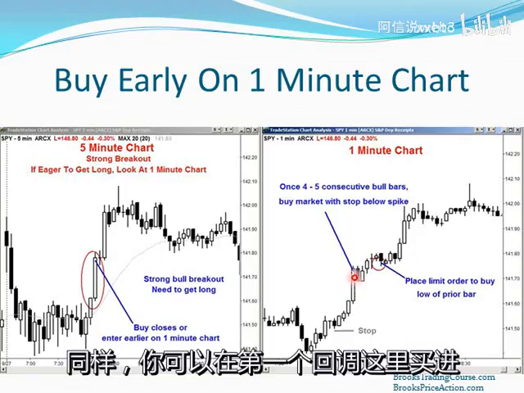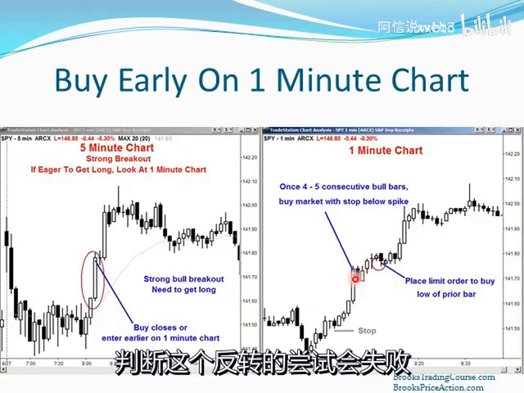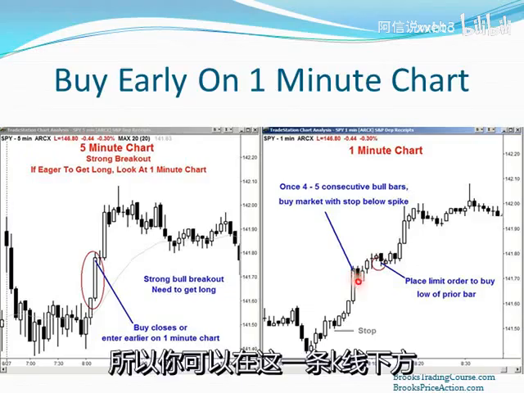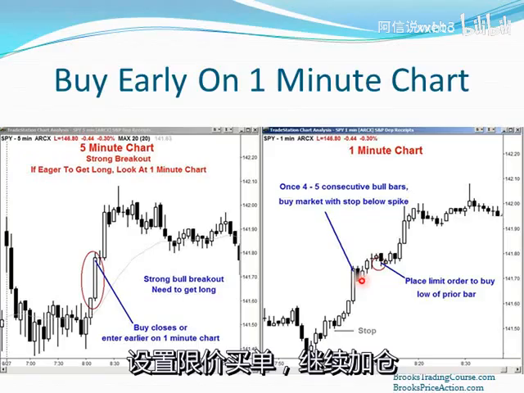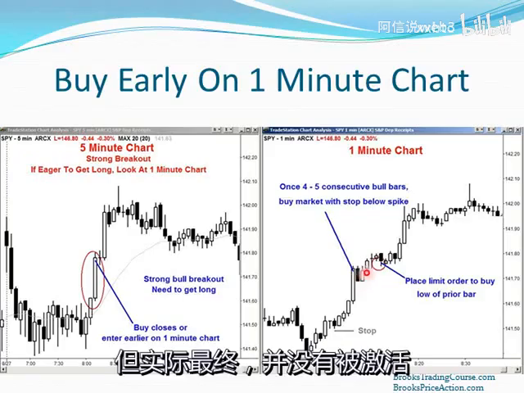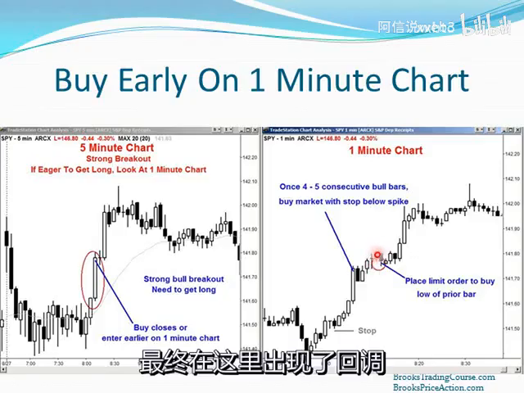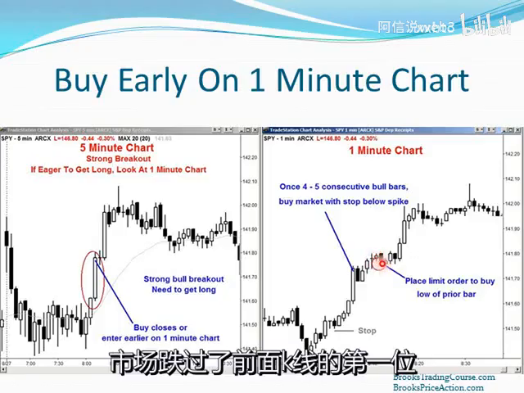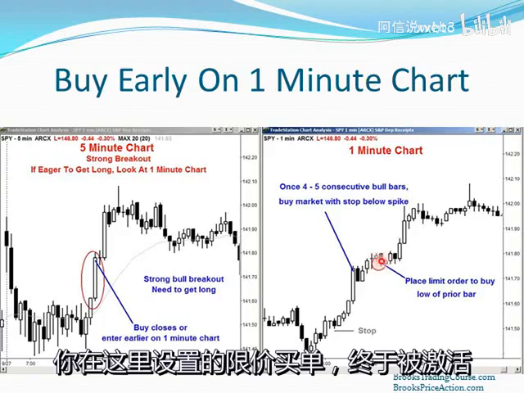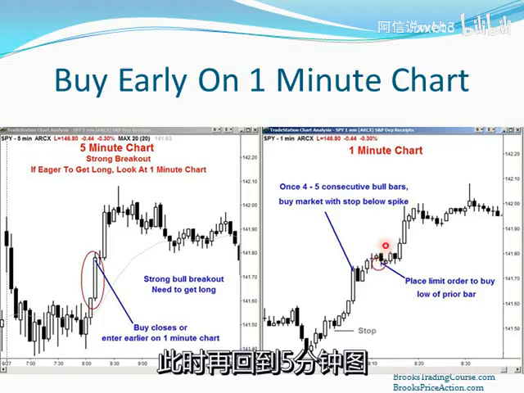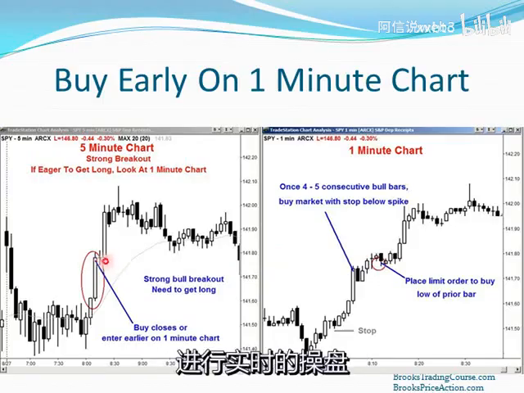Also, you can look to buy the first pullback, betting that the first attempt to reverse will fail. So you place a limit order to buy more at the low of this bar, did not get filled. You place a limit order to buy at the low of this bar, not filled. Finally, you do get filled. Finally, there's a pullback. The market fell below the low of that bar, and your limit order to go long was filled. And then you can go back to the 5-minute chart to manage your trade.